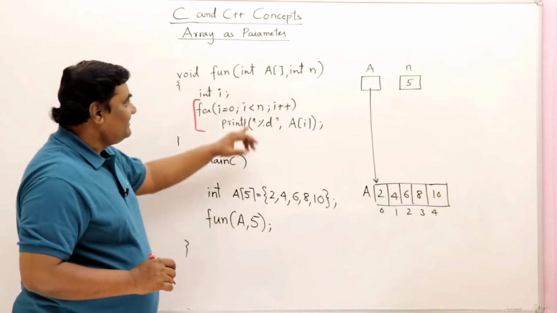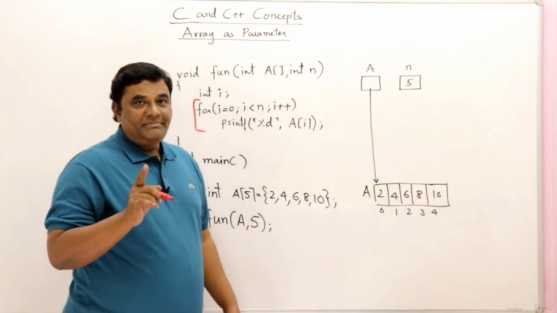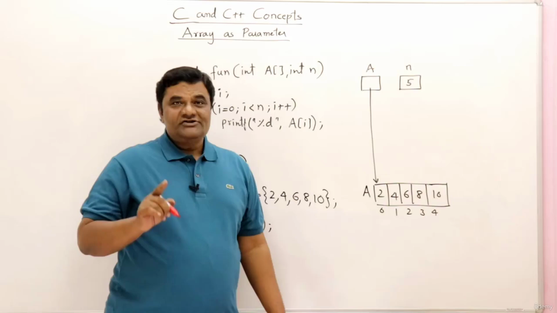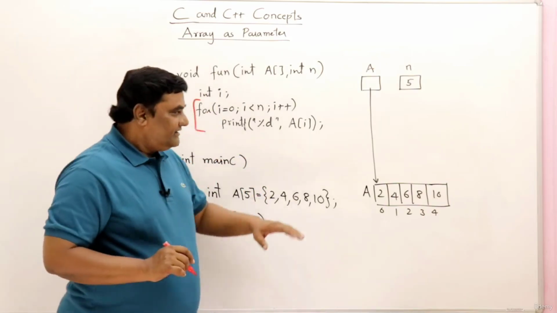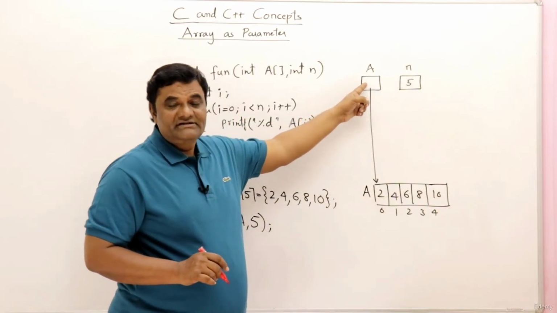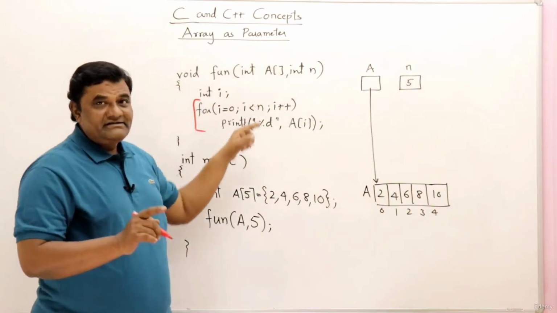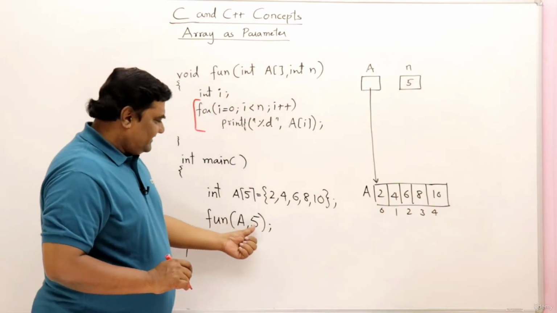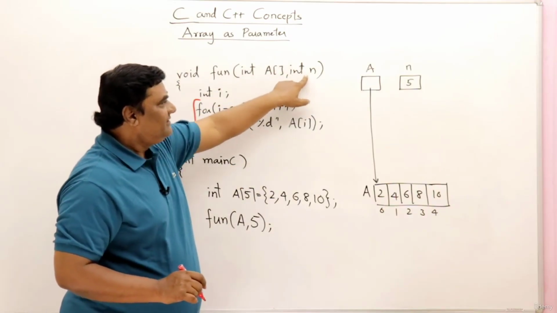See, array is passed by address. Arrays cannot be passed by value at all, whether it's C language or C++. Arrays can be passed only by address. So it means the address of this array, the base address of this array is given to this pointer. This is just a pointer, and giving the bracket means it's a pointer to an array. And what about the next thing, that is 5 is passed here. So this is which type of parameter?